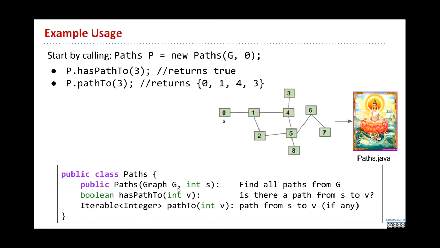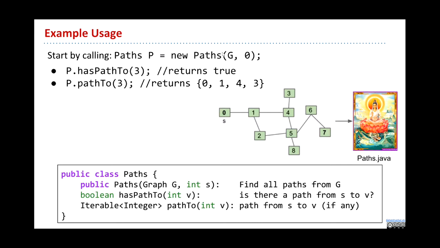So for example, this is what some pseudocode might look like. We say Paths P equals new Paths, graph comma 0. So this Paths object says, okay, vertex 0, I figured out the answers to everything. And then if you ask the paths object, is there a path to 3? It will say true. Or if you ask, what's the path to 3? It will return 0, 1, 4, 3 rapidly.